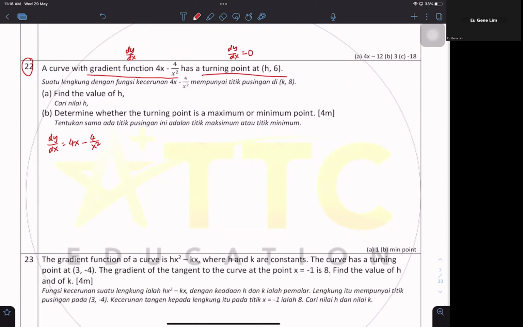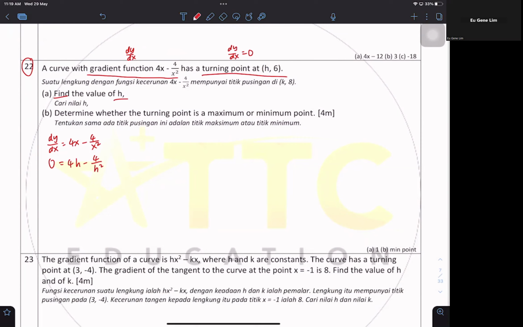Okay, so now the question says find h. So how should we find the h? You don't have to differentiate already. Already dy dx, already gradient function. Just straight away sub. Dy dx is 0. At the same time, what is the x? The x is h. This one actually not difficult, you just sub. And then from here, you try to find out the h.